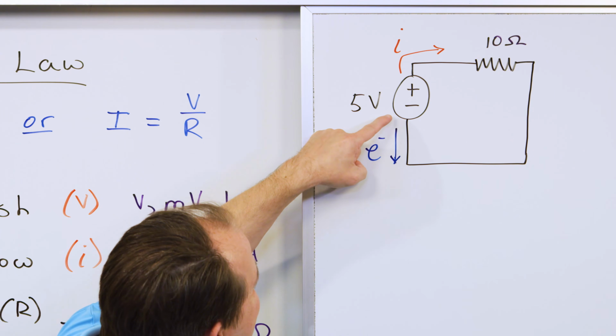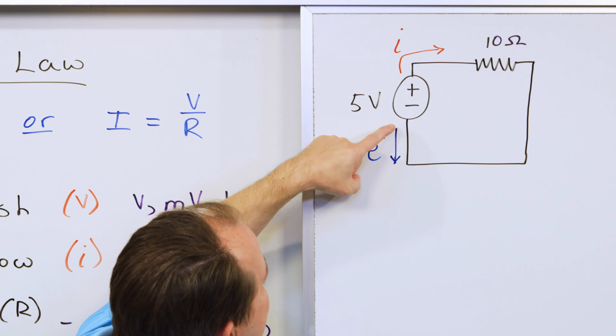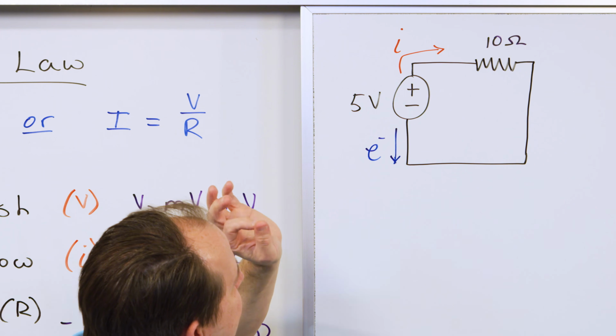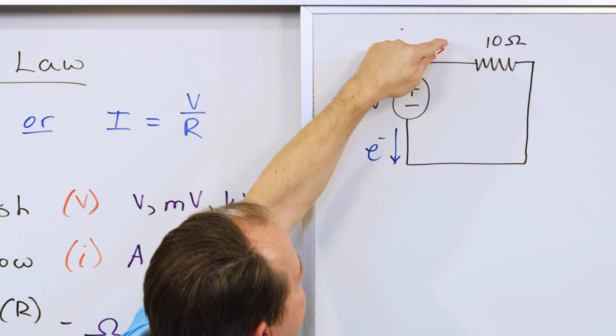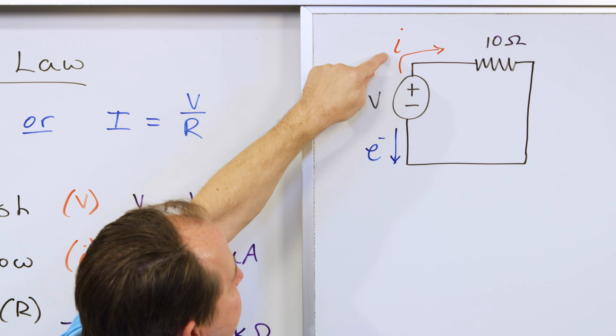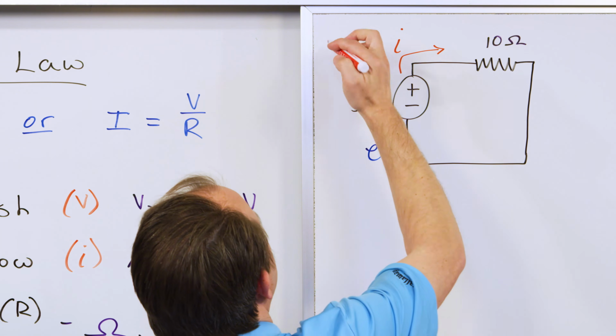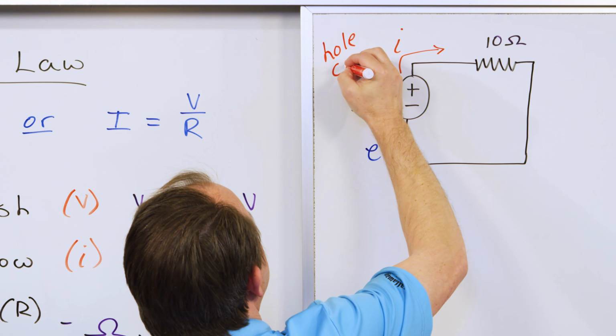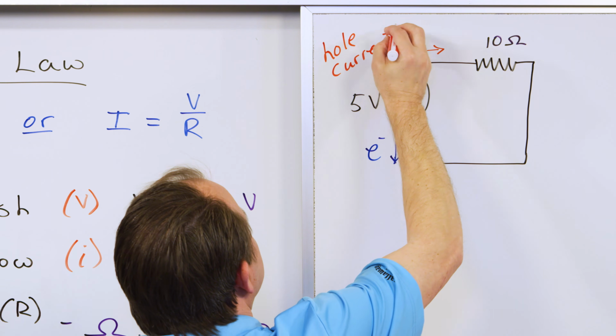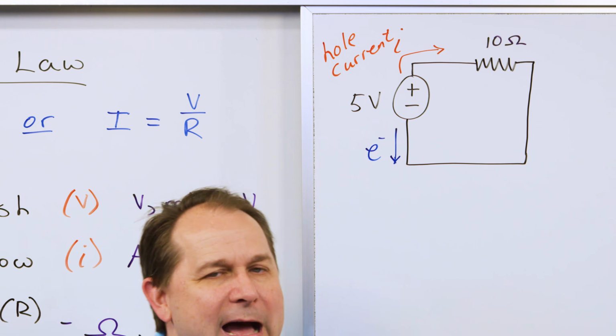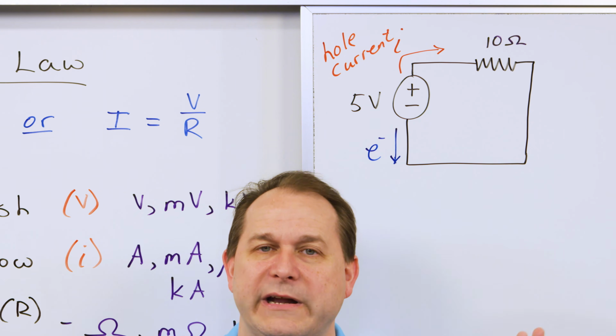But what we say is that even though the electrons are doing the moving, they're negative and they're going this way. That's the same thing as a fictitious positive charge going the other direction. This is called the hole current. I'll put this here, hole current. And if you don't like this, or if you don't understand it, that's okay. I'm going to draw a much better picture of the hole current in a few minutes.